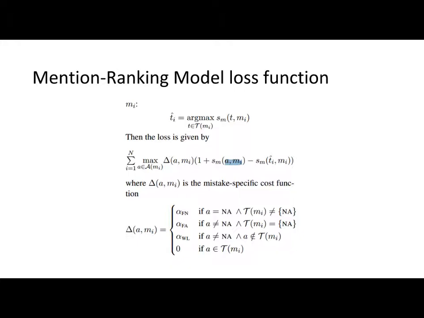False anaphor, the FA, is the one that I just said. I have a mention, but I'm not supposed to connect it to anything. And the last one, wrong link, is exactly what we are normally thinking about. You connected the company to Apple, but it was supposed to connect to IBM. Okay, so those are the three cases that we just mentioned. And just like I said, it's got to be one of those three cases if you get it wrong. Otherwise, you got it right, so you get a zero. Yep, essentially, yeah.